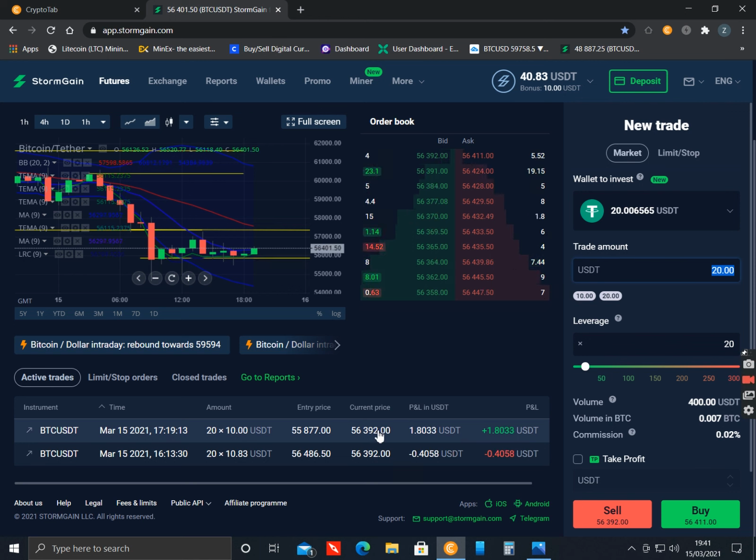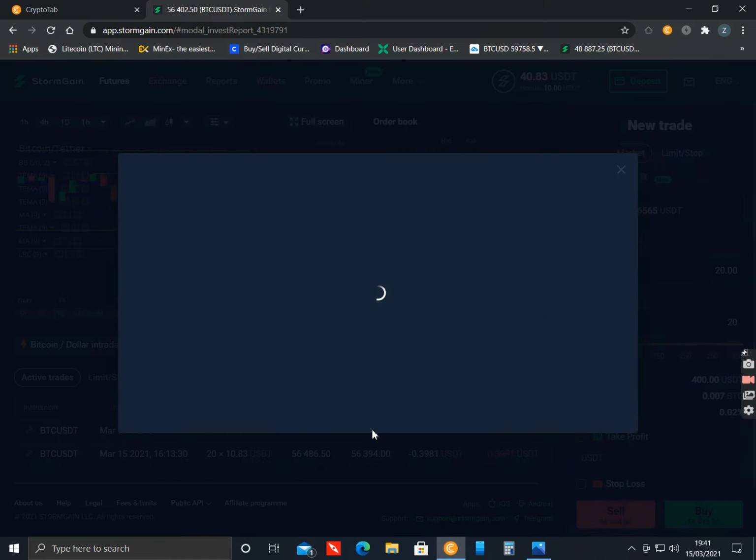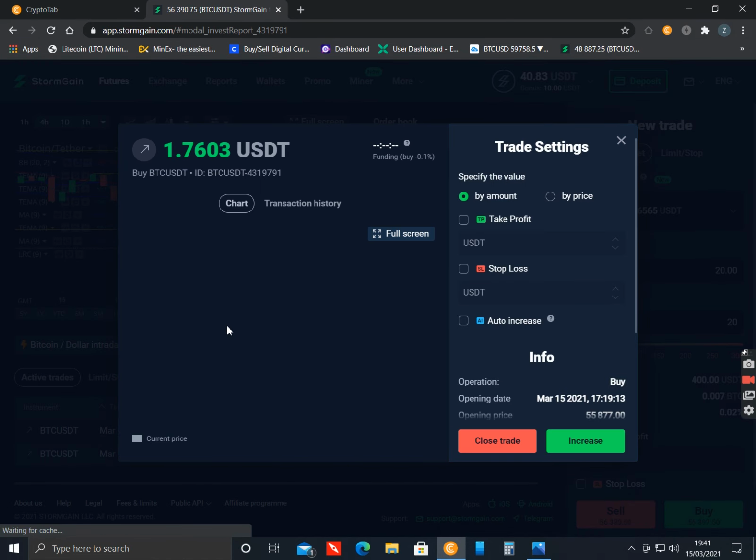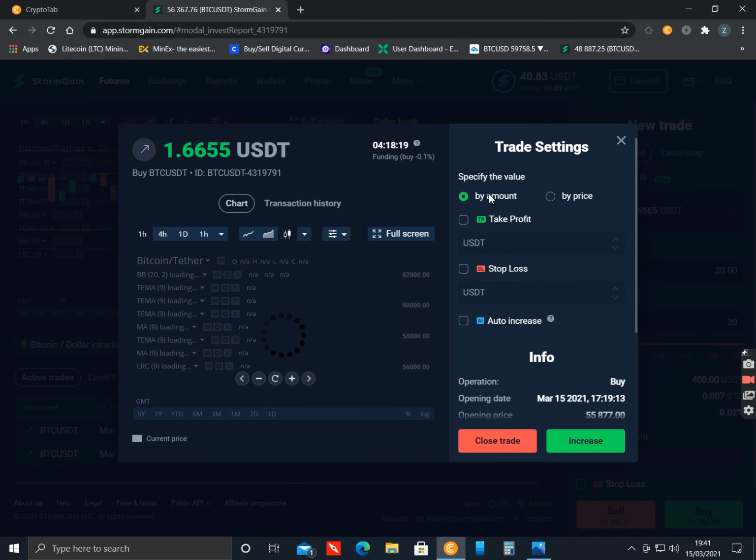But yeah, if I was to put a stop loss on this one, for example, if I just click on it, it's going to bring up the chart, and then obviously tells you if you're in profit or not. And then it's really easy. It's all this section here. It's right here for you. So you can either put it by amount or you can do it by price.